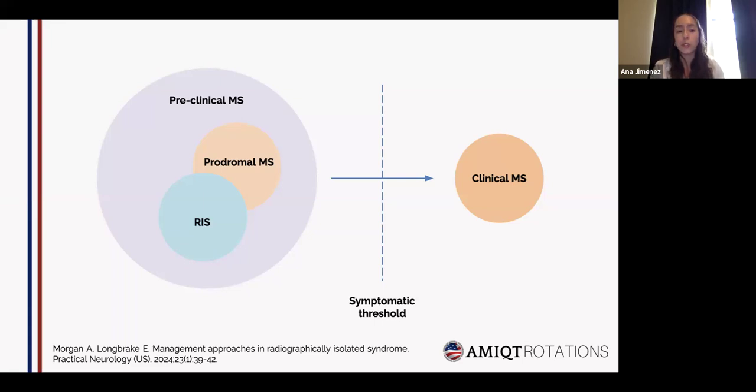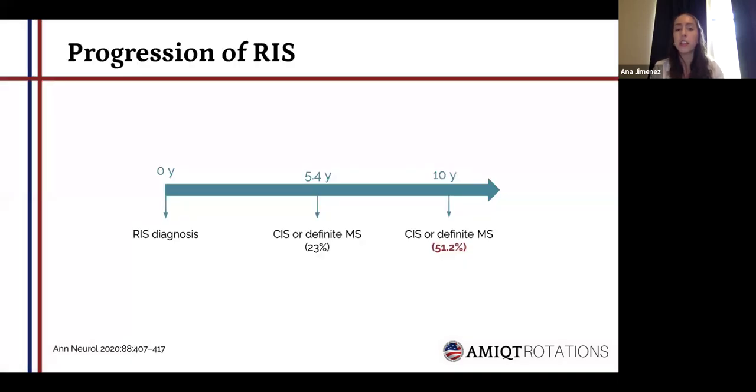Some of them are going to stay there forever and are not going to progress into a clinical MS, or they can progress radiologically but not clinically. Specifically, it has been shown that over a follow-up of 10 years, around 51% of patients with RIS progress into a clinically isolated syndrome, which is a first clinical attack of demyelination, or they fulfill the criteria for definite multiple sclerosis. So it's around half of patients who are going to progress.